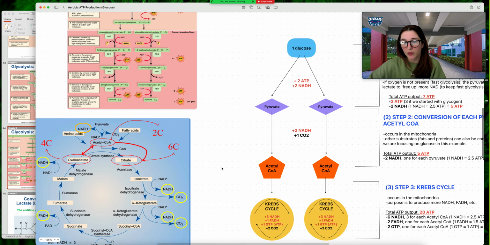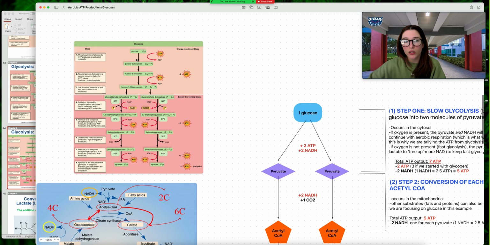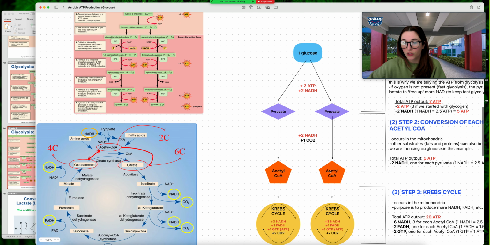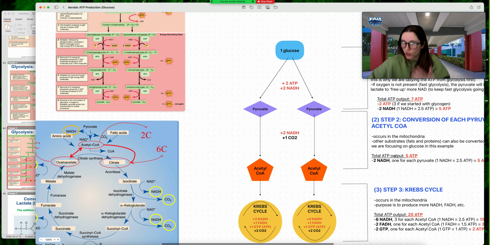So I actually have the pictures here, right? So right here, this is step 1. Glucose is converted to 2 molecules of pyruvate. We make 2 ATPs and 2 NADH. Now, each of those pyruvates are going to get converted to acetyl-CoA in the mitochondria if oxygen is present, which is the example we're using here, right? Slow glycolysis, where oxygen is present and they go on, right? The pyruvates are not getting converted to lactic acid in this example.